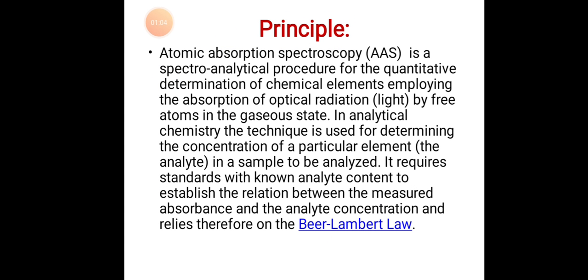Principle: atomic absorption spectroscopy is a spectroanalytical procedure for the quantitative determination of chemical elements employing the absorption of optical radiation (light) by free atoms in the gaseous state. In analytical chemistry, the technique is used for determining the concentration of a particular element, the analyte, in a sample to be analyzed. It requires standards with a known analyte content to establish the relation between the measured absorbance and the analyte concentration, and relies therefore on the Beer-Lambert law.